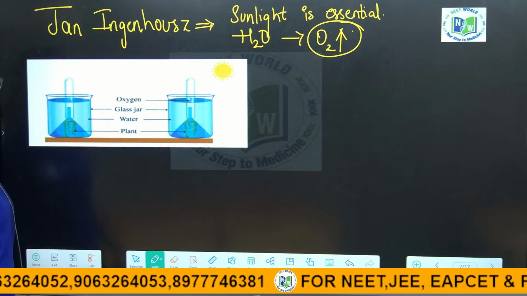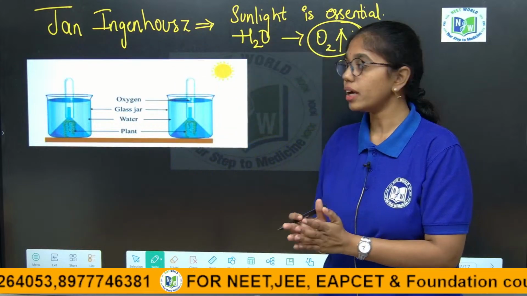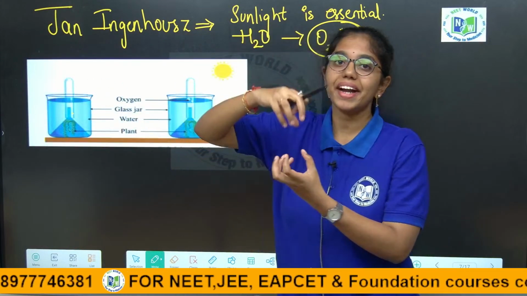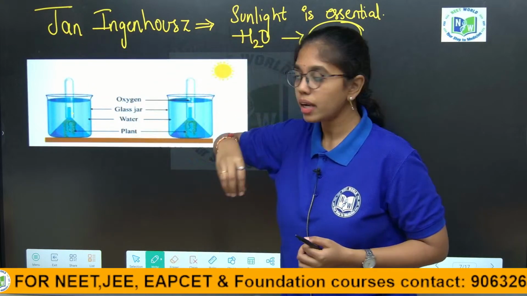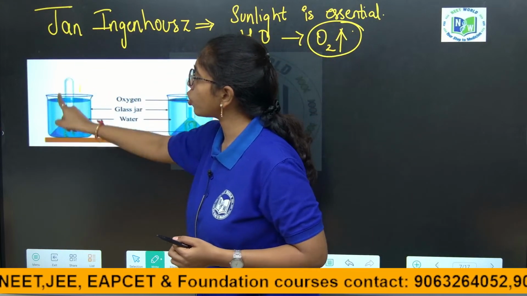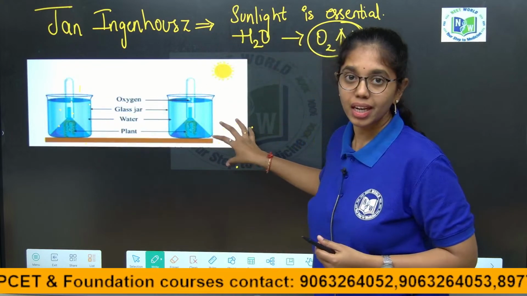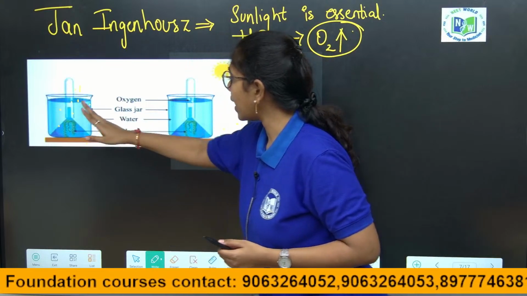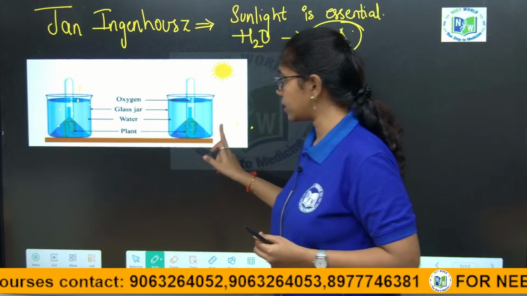How did he do the experiment? He took a beaker full of water and a thistle funnel with a hydrilla plant. The thistle funnel is inverted into the beaker and a test tube is placed over the funnel. Two such setups were taken: one kept under sunlight and the other in a dark room.